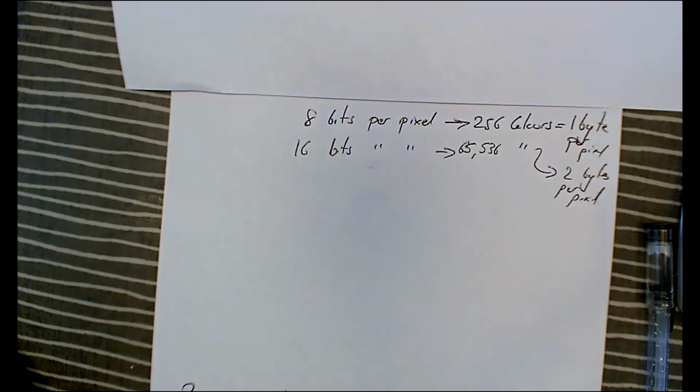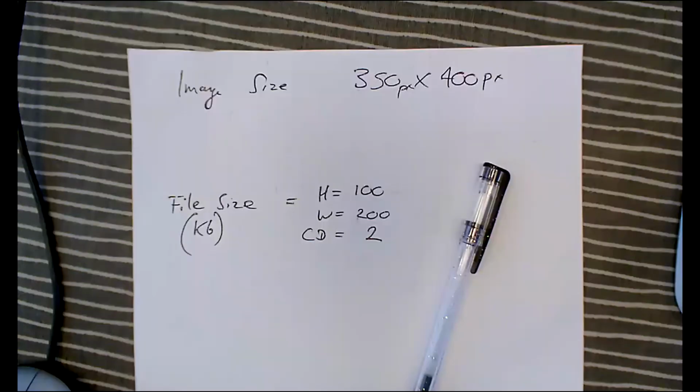So just to summarize that, if you have 8 bits per pixel, that allows you 256 colors for that pixel, or 1 byte, okay? Because we know that 8 bits is 1 byte. But if you've got something that's got 16 bits per pixel, that's 65,536 potential colors, okay, that is 2 bytes per pixel. Okay, I hope that makes sense.